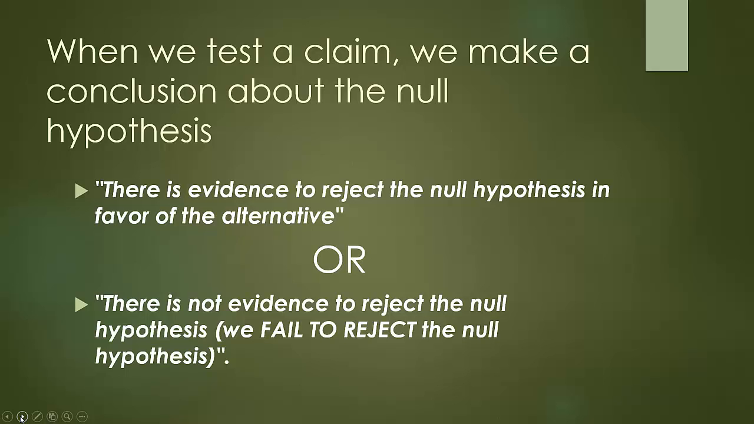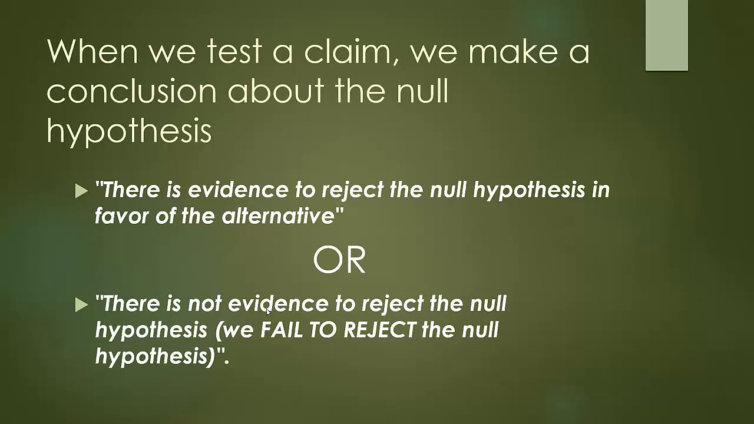But at a very base level, we say there is evidence to reject the null hypothesis in favor of the alternative, or we say there is not evidence to reject the null hypothesis, or we might say we fail to reject the null hypothesis. In the first scenario, when we say there is evidence to reject the null hypothesis, we're essentially saying the null hypothesis is not true. When we say there is not evidence to reject the null hypothesis, we're essentially saying the evidence suggests that the null hypothesis is true.